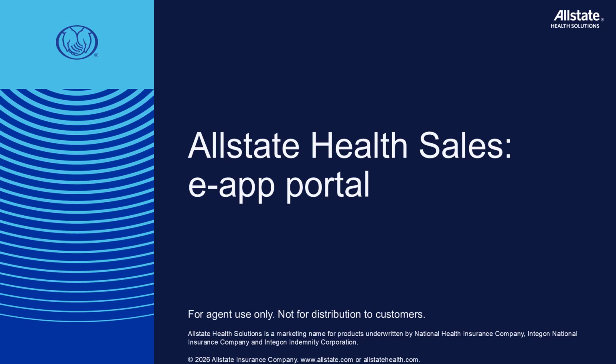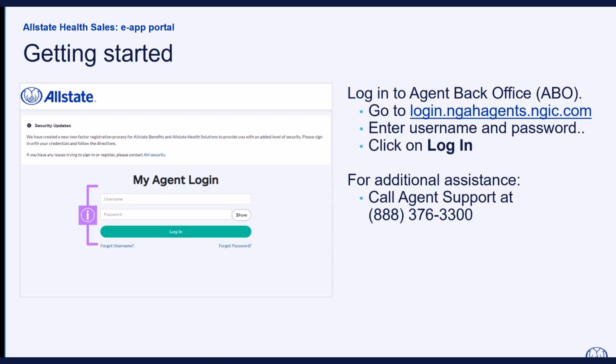This platform is used for quoting and enrolling in all Allstate Health Solutions products, both under 65 and Medicare. To log into your account, you'll need to first log into your agent back office. You can get there by going to ngahagents.ngic.com. We suggest bookmarking this site if you haven't already.